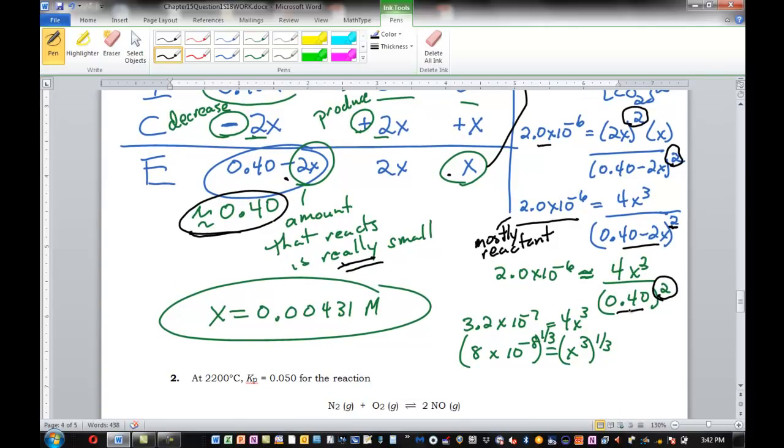We cross multiply. We get 3.2 times 10 to the negative 7th is 4x cubed. We divide by 4, and get 8 times 10 to the negative 8th is equal to x cubed. Take the cube root, and we get x is equal to 0.00431 molar. Okay?